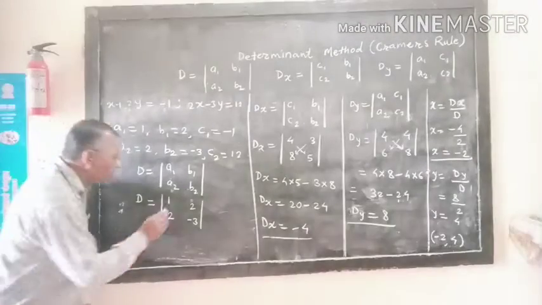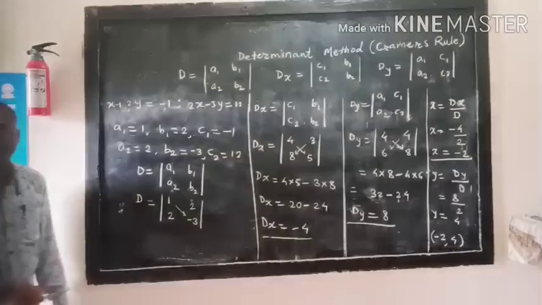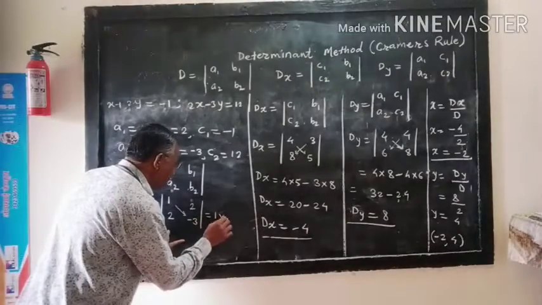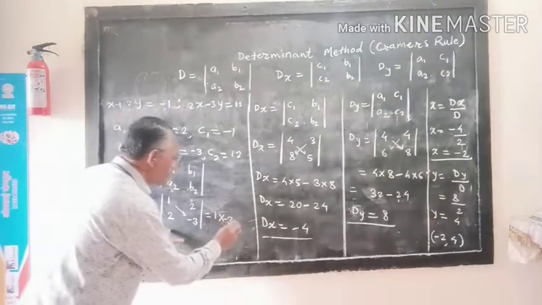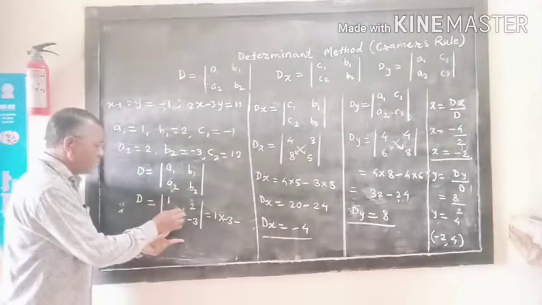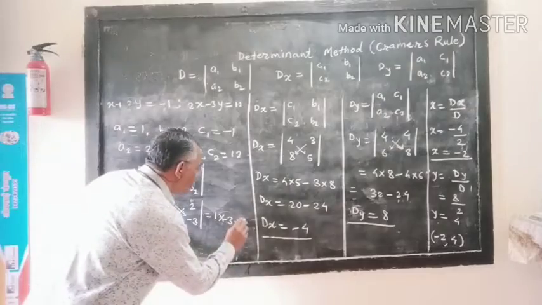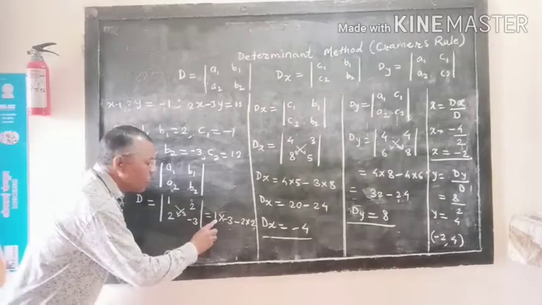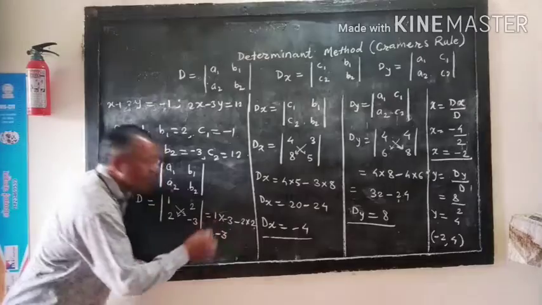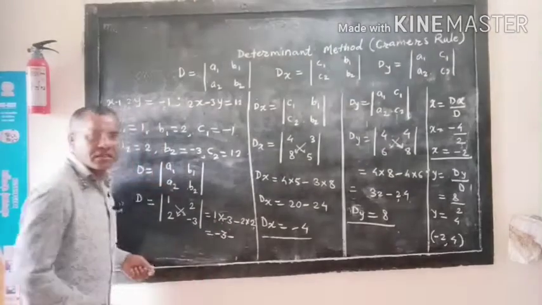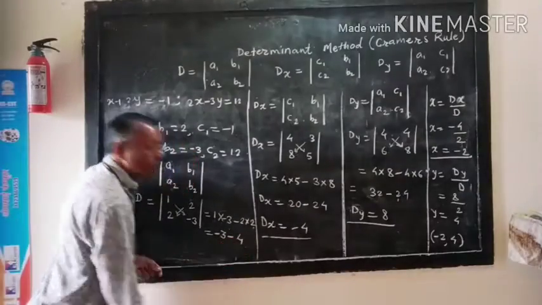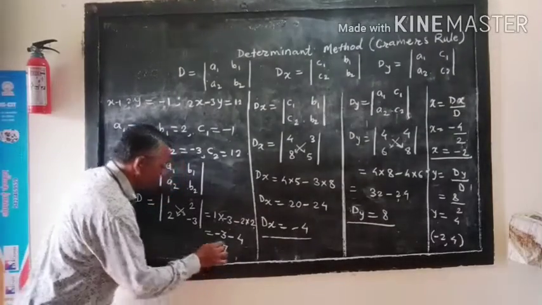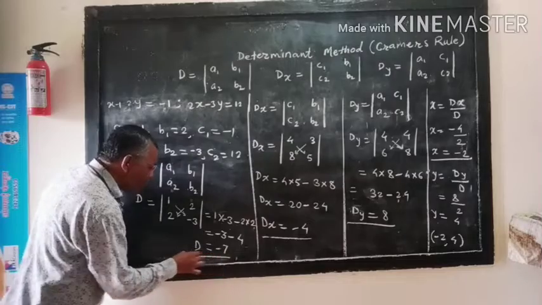Now we have to cross multiply for finding the value of this determinant. Therefore D is equal to 1 into minus 3, and the sign minus, 2 into 2. Now multiply: 1 into minus 3 is minus 3, with a sign minus, 2 into 2 is 4. Therefore minus 3 minus 4 is minus 7.